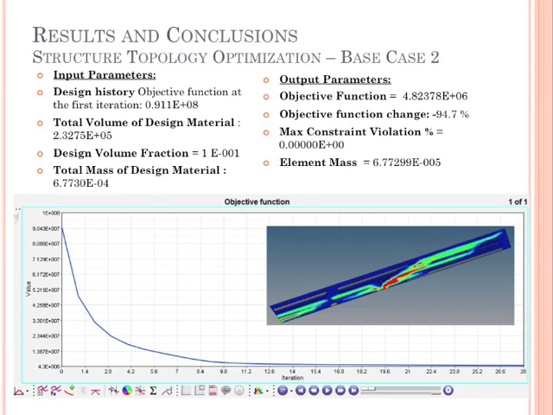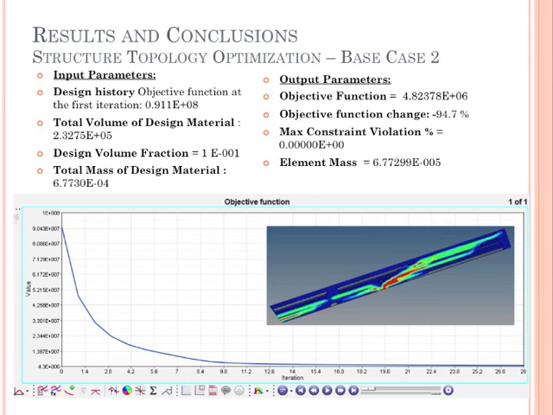Base case 2, the results of the optimization for base case 2 are shown here. This produced a total mass of approximately 587 pounds, and the plot shows the objective function converging on a minimum feasible design with all constraints satisfied at iteration 28.